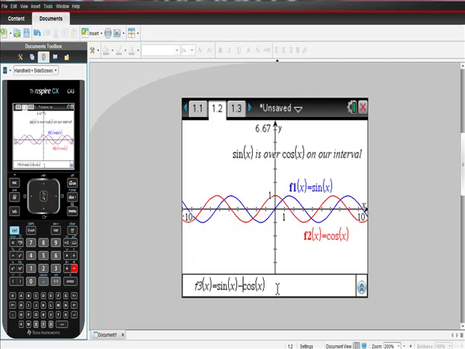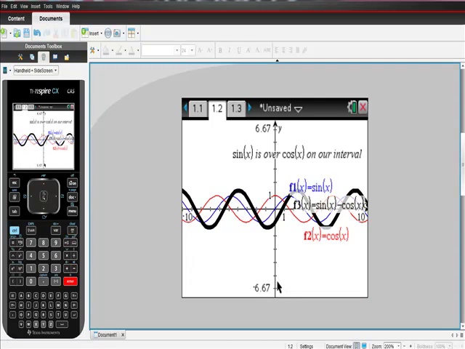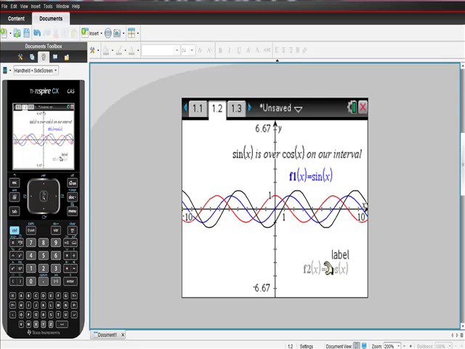Then I'm going to graph that, and something really cool happens. I don't know how well you can see. Let me move some of this out of the way. If you can see where the blue curve and the red curve intersect, here and here, is the same place that this curve intersects the x-axis. So now that I've done that, all I have to do is this.